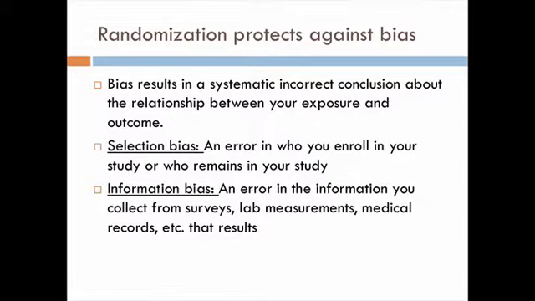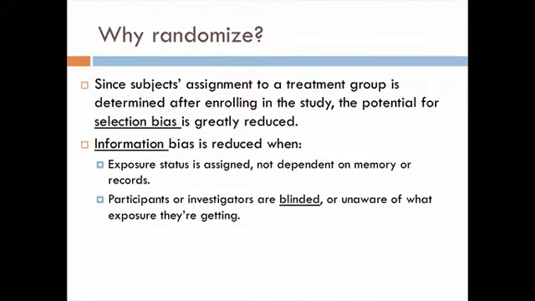Okay, so randomization protects against selection bias and information bias. Since a subject's assignment to a treatment group is determined after enrolling in the study, we have this population of people who say, I'm interested in being in this study, and then they're randomized, so the potential for selection bias is greatly reduced. I have an example on the next slide because I think this one is a little tough to pick up on.